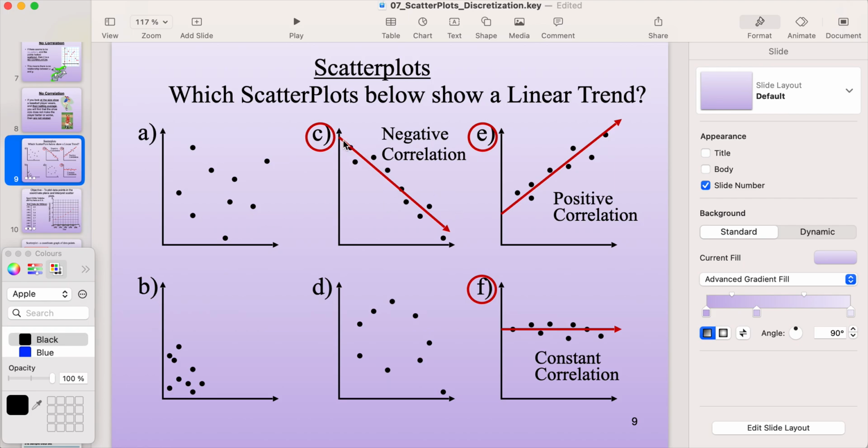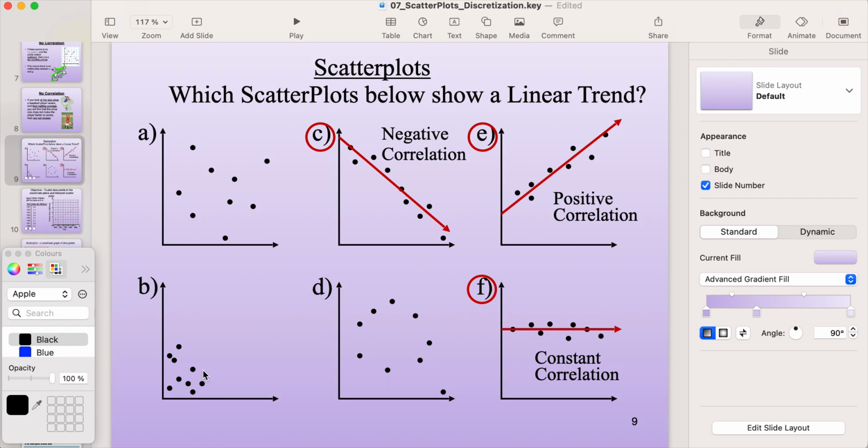Now the second one, we do have the downward trend. Points appear to be moving downward. We could draw a line between them. All of them would be near the line. So there is a linear trend and it is going downwards. We have a negative correlation. On the third one, we have again a linear trend. Points can be aligned to a line which appears to be moving upwards, so we have a positive correlation.